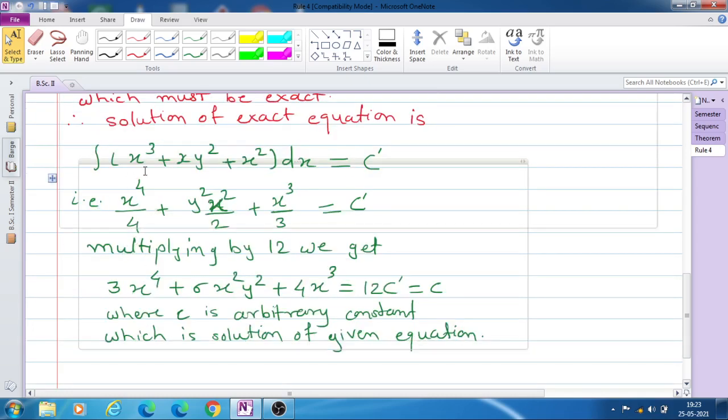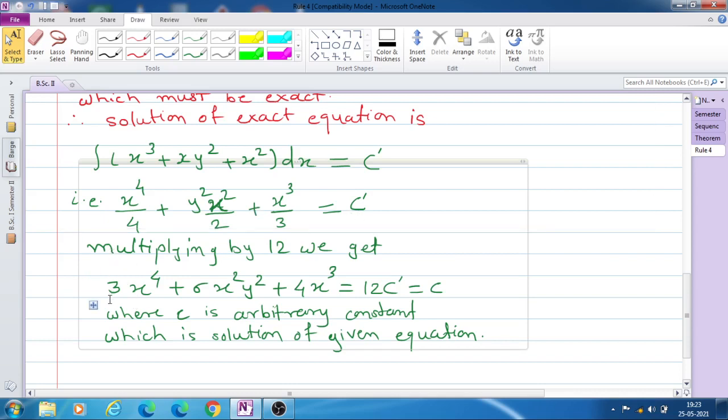So the integral of x cube is x raised to 4 upon 4, plus the integral of x y square with respect to x, here y is constant, therefore y square is constant, and the integral of x is x square upon 2, hence y square x square upon 2, plus the integral of x square with respect to x, x cube upon 3, is equal to constant of integration c dash.